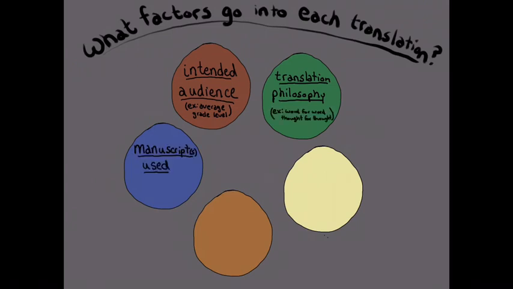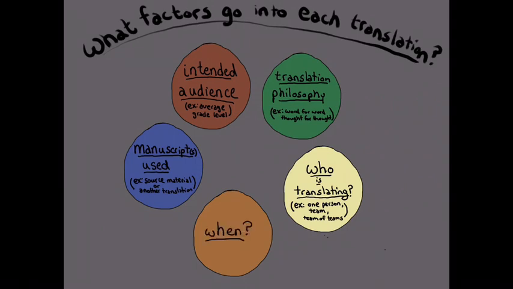What manuscripts does that translation use? Are they translating a reliable source or a translation of a translation? Who took part in translating it? Is it a person, a team, or a team of teams? And when was the translation made or updated? Is it really old and unchanged, or has it been updated in light of recent findings? None of these factors have just one answer, and all five work together to form a translation.